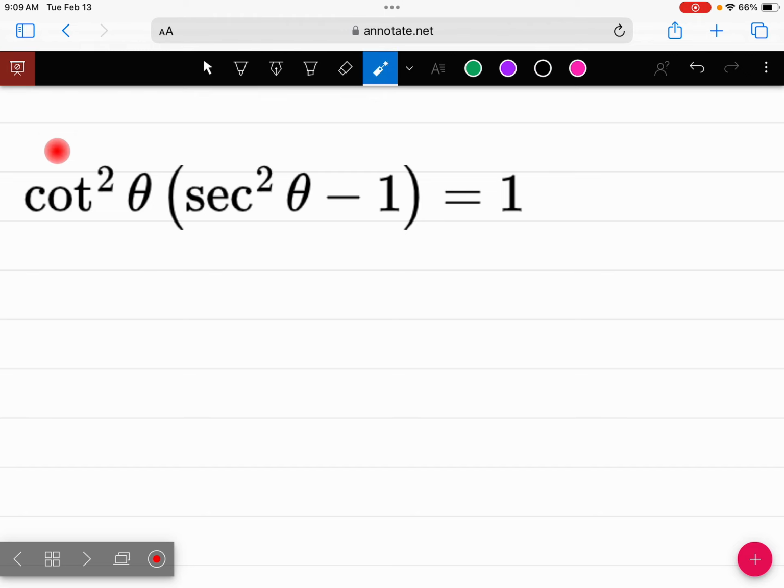So definitely this is the more complicated side. So we're going to be working the left-hand side. What can we do here?